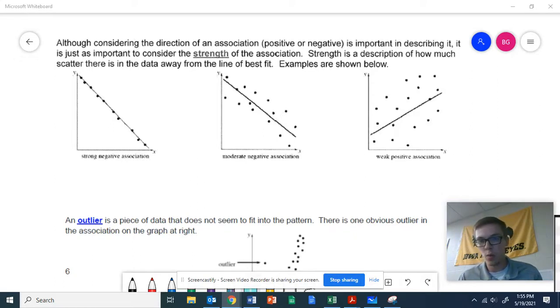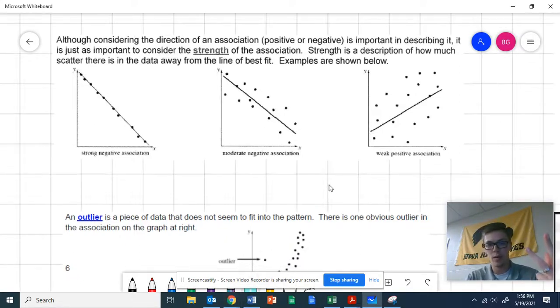And the last one would be weak, and that's where they're very far away, but they still have a positive or negative look or something like that, but they're very spread out. They're not close at all, really. And these will be pretty obvious. We're not going to make these too difficult. Okay? So now we have direction, we have form, we have strength, and the last one is outlier.